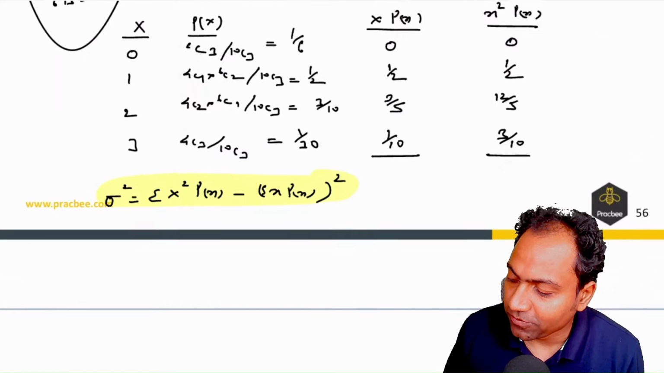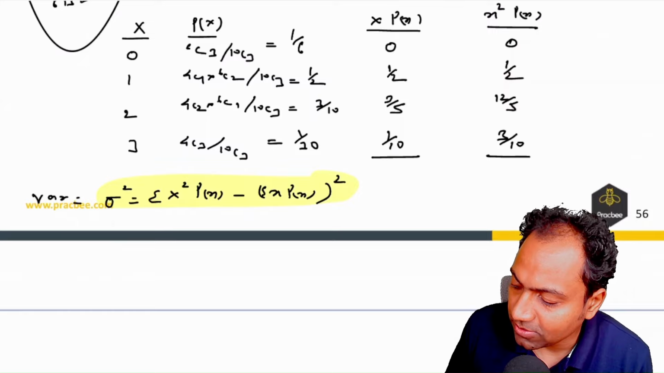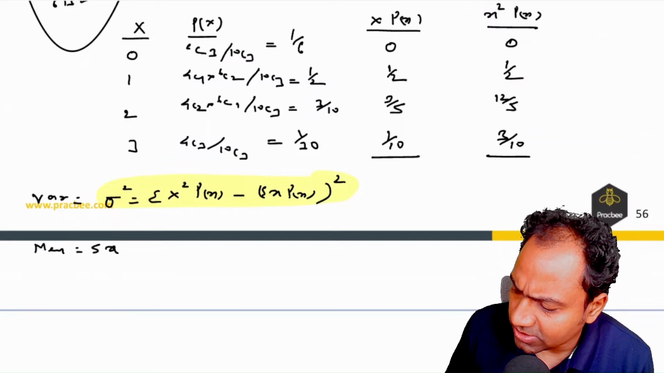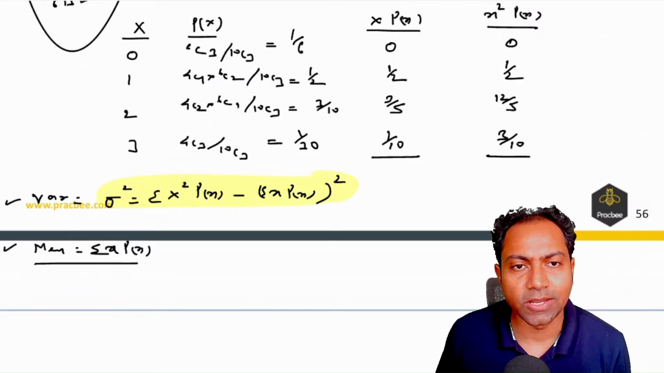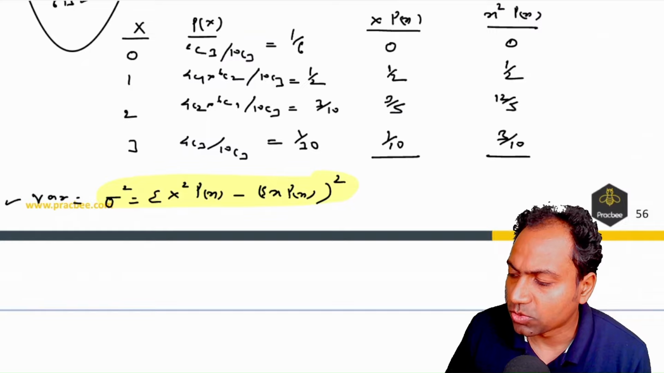So we have two very important formulas. This one is for variance or sigma square, and there is another formula for mean or expectancy. For mean we have this formula, the summation of xpx. These are the two important formulas that we will be using time and time again. Here they are not talking about mean, so we are not using this formula. We are just going with the first one.